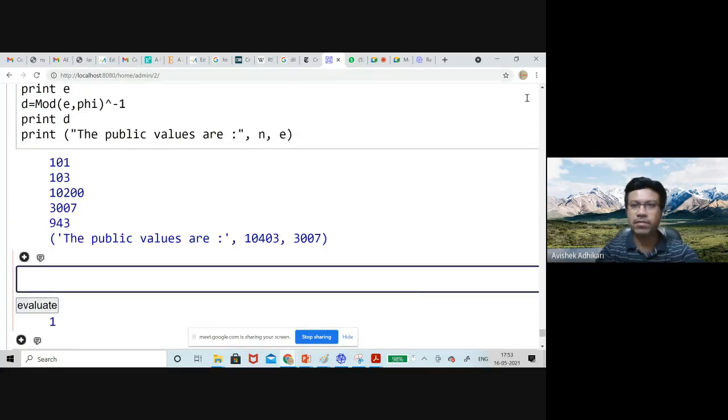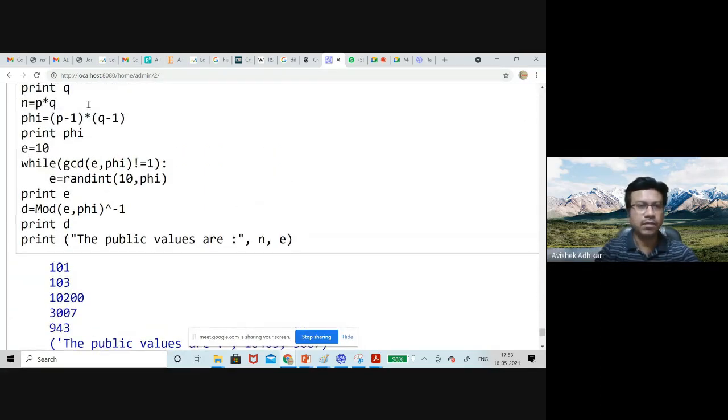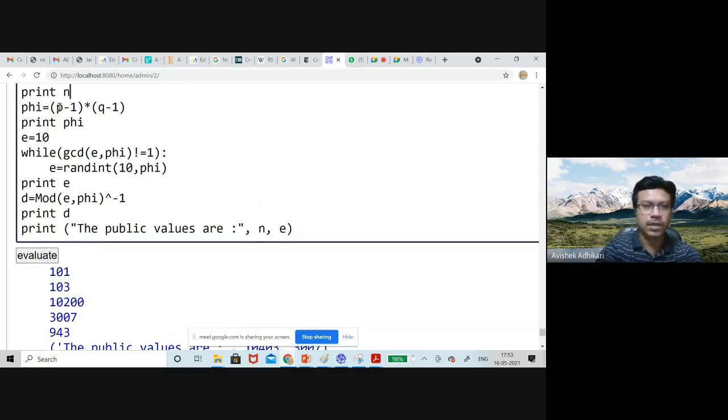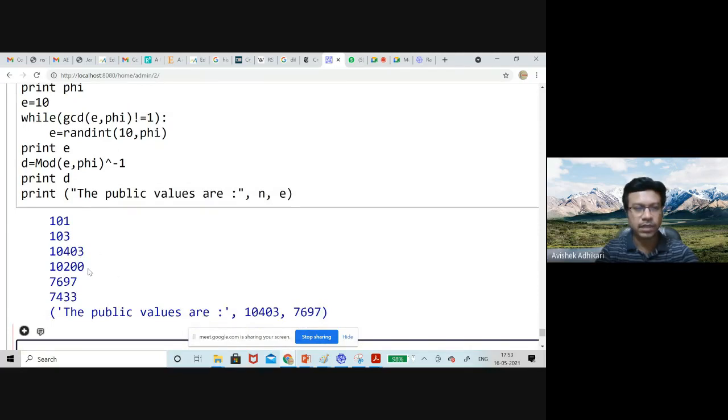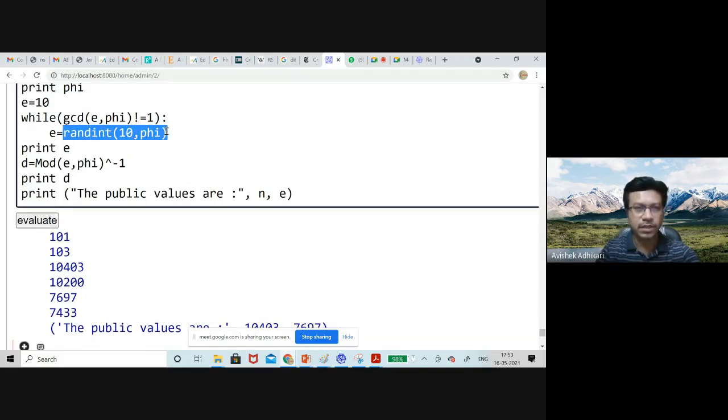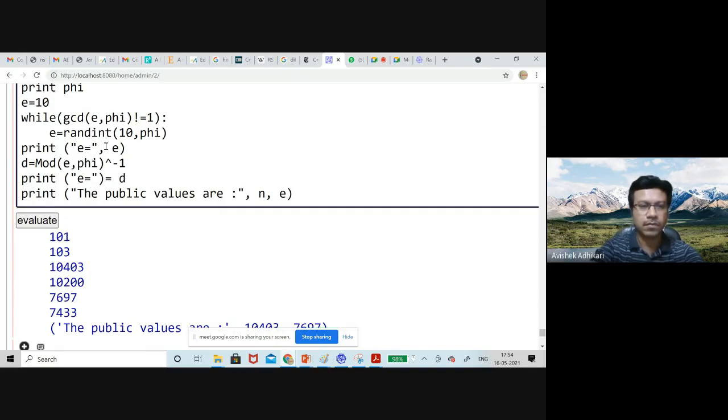So n was my, I printed n. No, I never printed n. So print n. So that was my n, 10403. Note that every time I run, it will be changed. Now I have used random int. See, so now the value of E is this. So let's put it here, E equal to this. So D equal to this.